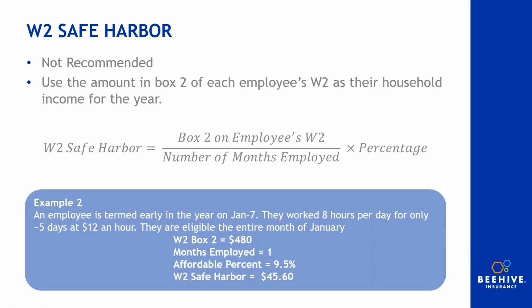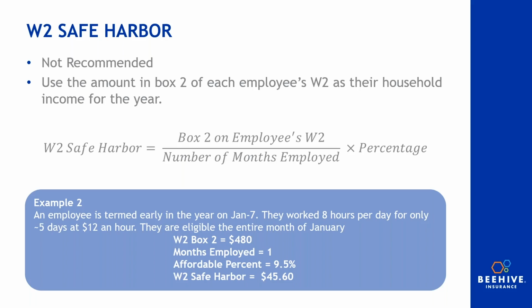So we have another employee. They've been working for your company for a while, but they were termed early in the year on January 7th. They worked 8 hours per day for only about 5 days, and again at $12 an hour. Because they were employed during January 7th, they were eligible the entire month of January. So that 8 hours per day for $12 an hour, their box 2 for the year is only going to be about $480. But they were considered employed for the entire month because, again, we're going to be rounding up.